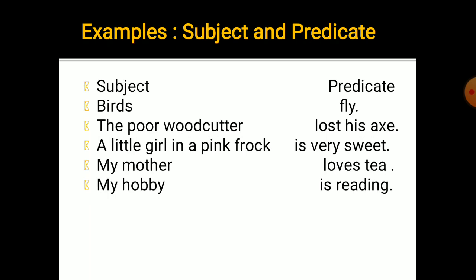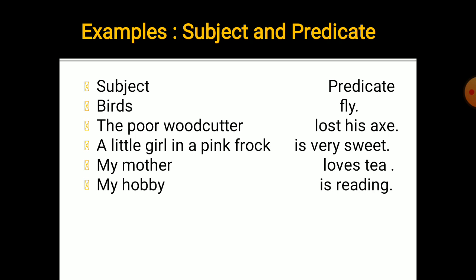Now let's take few examples to understand it properly. Birds fly. In this sentence, the subject is birds and what the subject is doing, that is fly. So fly is the predicate. The poor woodcutter lost his eggs. In this sentence, the poor woodcutter is the subject and lost his eggs is the predicate. A little girl in a pink frock is very sweet. So in this sentence, the subject is a little girl in a pink frock and predicate is very sweet.